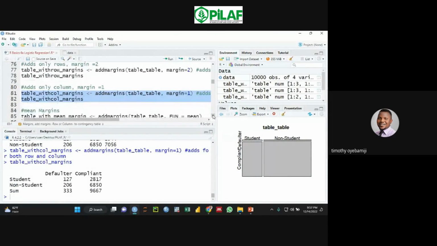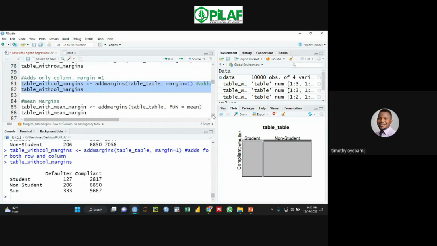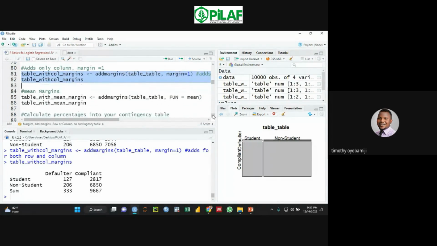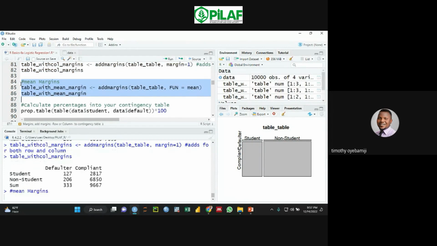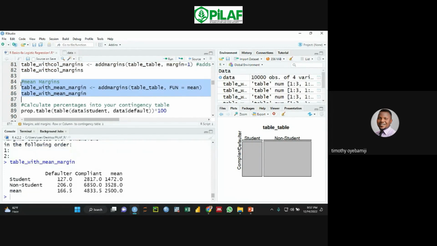Now we can also make it much more interesting by adding mean to our margin, I mean, reporting mean instead of sum. There are also ways you can report mean and sum and so on. But because the contingency table is just an introduction to where we are going tonight, we'll just be looking at mean. So we have the mean per row and the mean per column. Of course, the mean is 127 plus 2817 divided by 2, and 206 plus 6850 divided by 2. So it gives the mean, which can be reported.